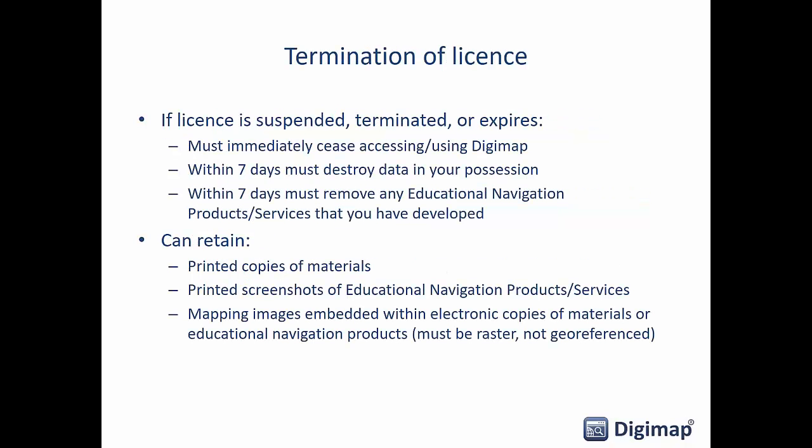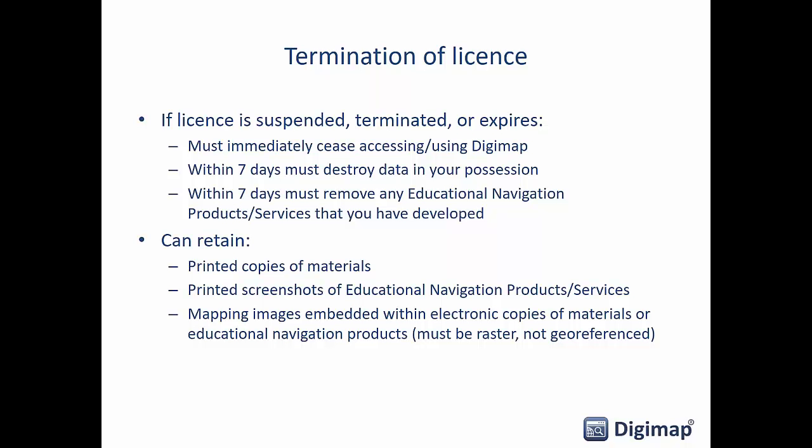So what happens when your license comes to an end? This is what's going to happen if your institution ceases to subscribe, or if something goes horribly wrong, and a huge amount of transgression occurs and terms are breached. If a license is suspended, terminated or expires, you have to stop using Digimap. Within 7 days you have to destroy any data in your possession, and within 7 days you have to remove any educational and navigational products or services that you have developed.